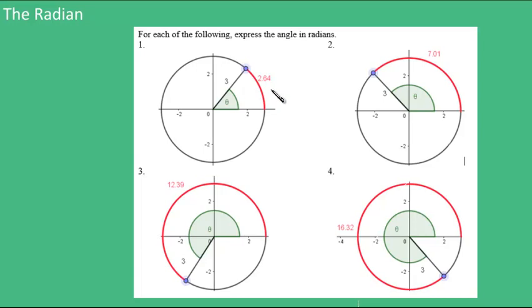Here are a few examples that should help us to get a better understanding of this. In this case, for example, the radius is 3. Notice in all 4 cases the radius is 3 units. The length of the arc here is 2.64. So what is the angle? Quite simply, the angle is going to be equal to 2.64 divided by 3, and that will give us 0.88 radians.